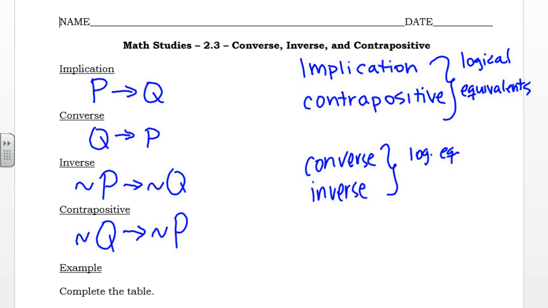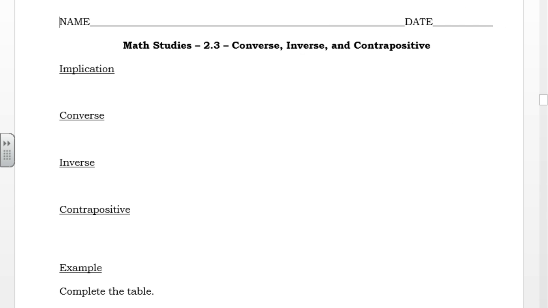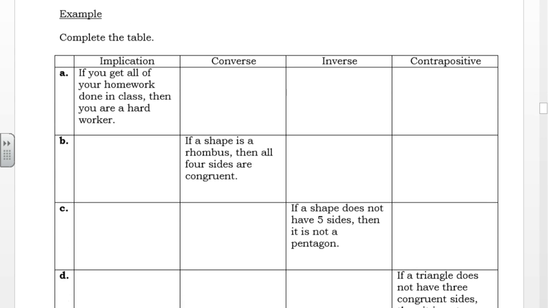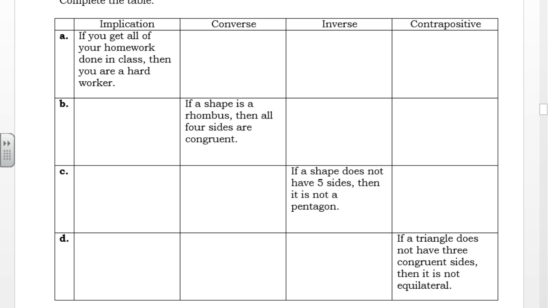So, for my examples down below, I have a bunch of statements, and we're going to either converse, inverse, contrapositive, or work our way backwards to the implication. So the first one says, if you get all your homework done in class, then you are a hard worker. The converse would be that in reverse. If you are a hard worker, then you finish your homework in class.